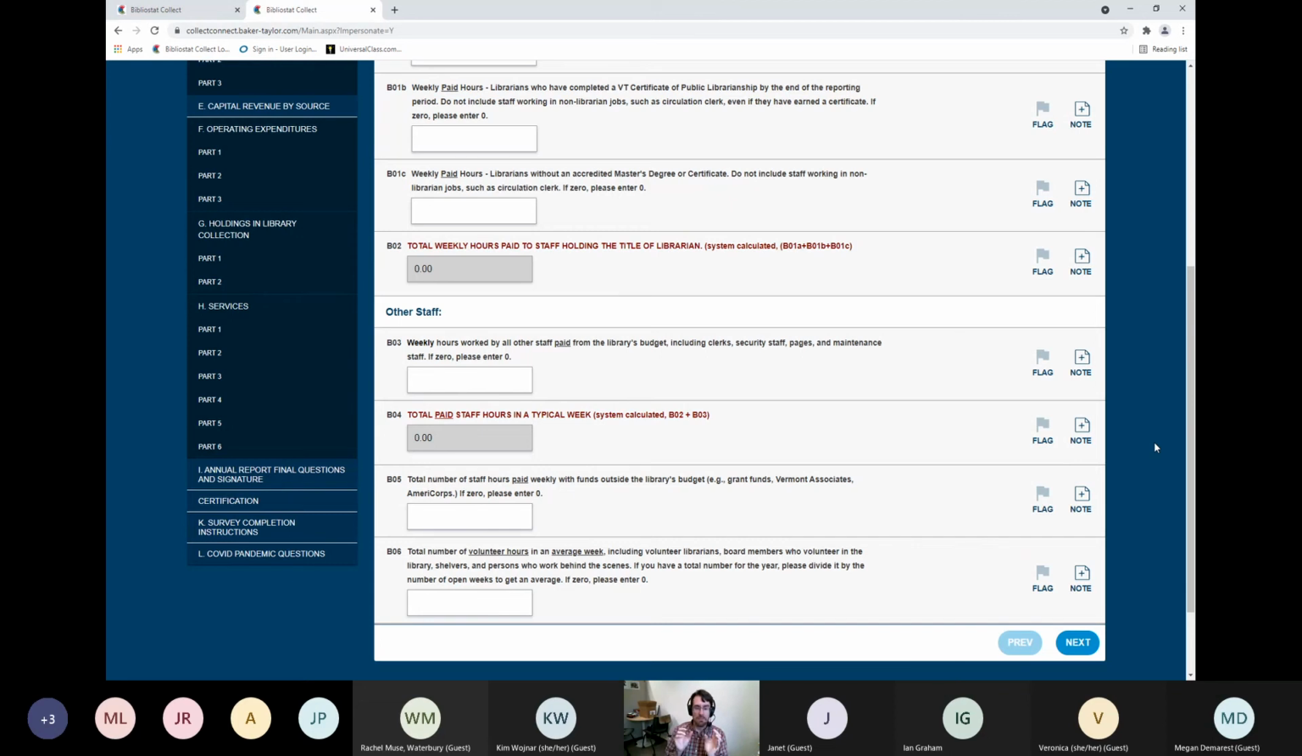Lastly is volunteer hours. We want the average number of volunteer hours in a week. I know that can be hard to average, but we just want you to add everything together and come up with a rough average per week for the year. This includes standard volunteers, people who do shelving, but also board members, people who work behind the scenes, and people who do book repair. Any volunteers that you have, we want to get those here if you can.